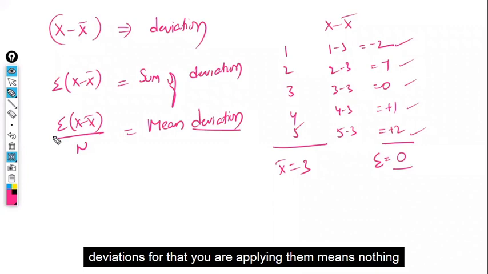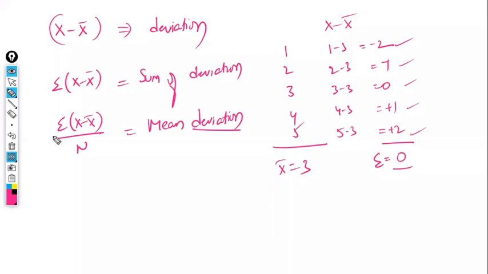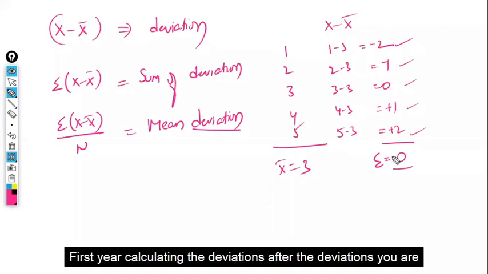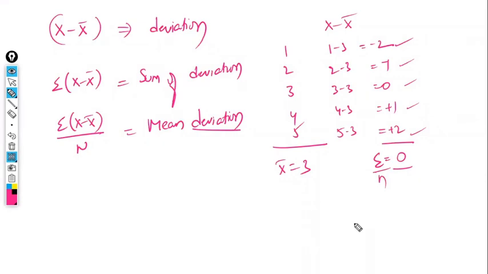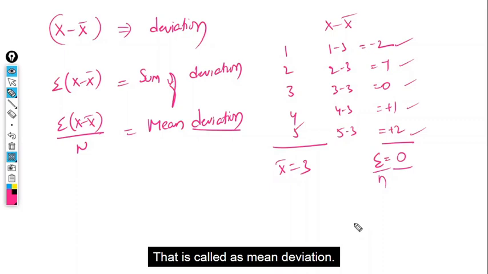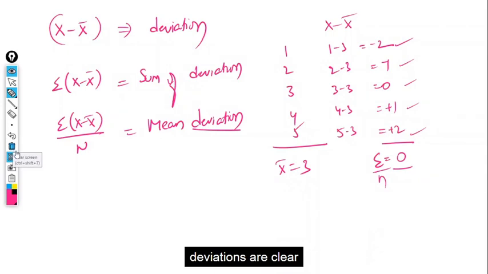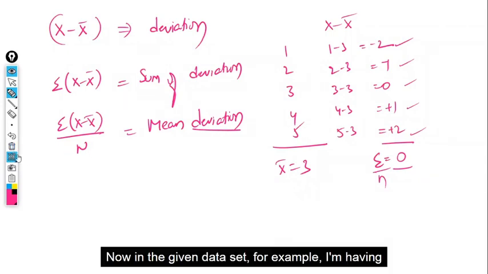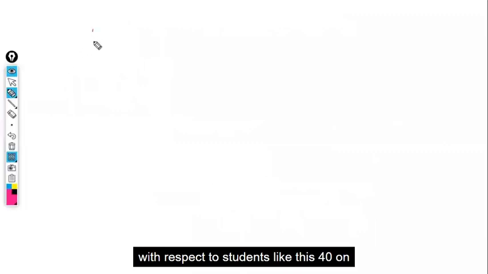For the deviations, you are applying the mean. Mean means nothing but the sum divided by the total number. First you are calculating the deviations. After the deviations, you are calculating the sum divided by the total number of data points. That is called the mean deviation. Is that clear? Now, the deviations are clear.